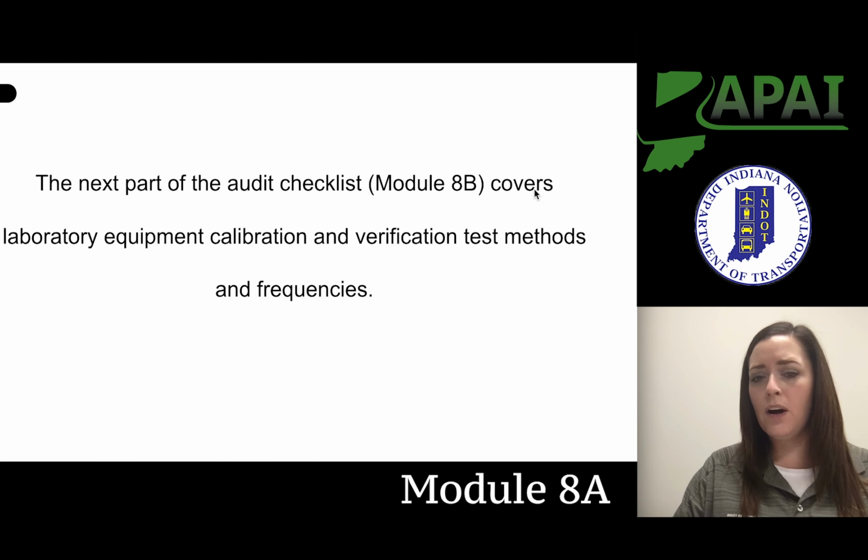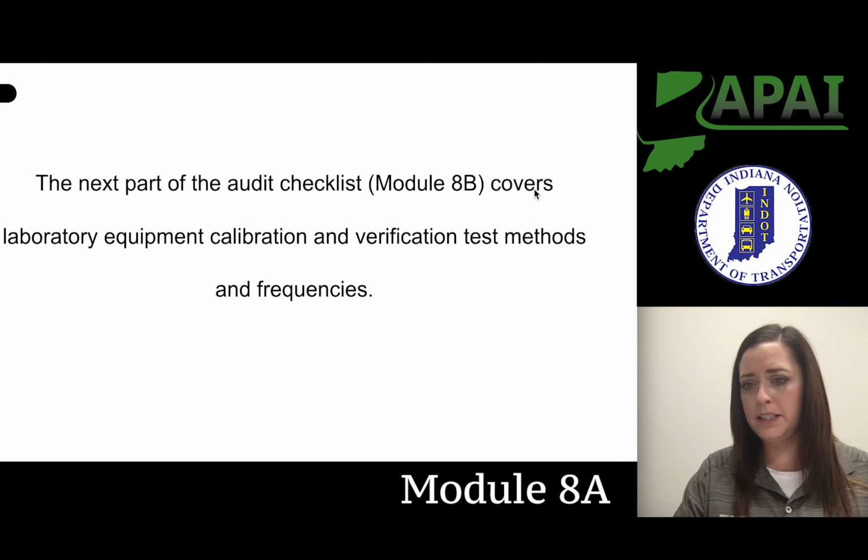The next part of the audit checklist is Module 8B. This will cover any laboratory equipment calibration and verification testing methods and frequencies of these testing equipment calibrations.